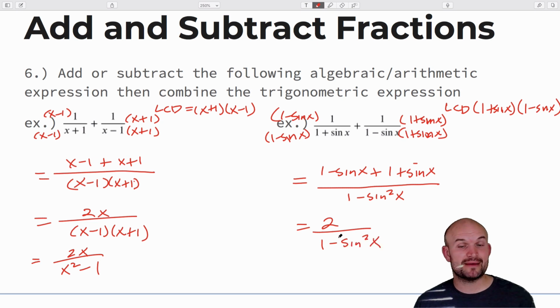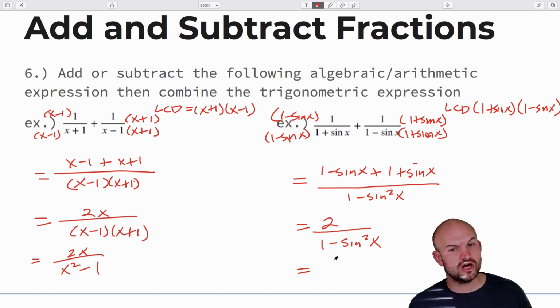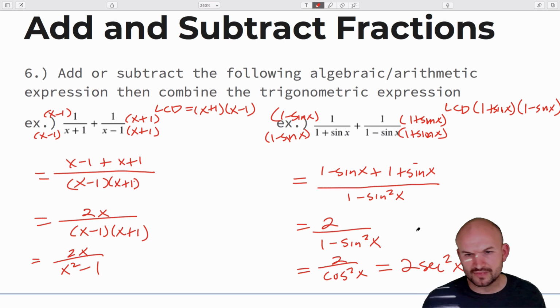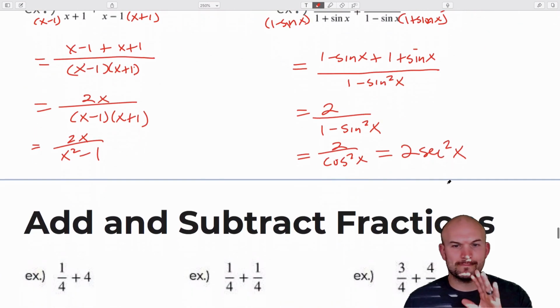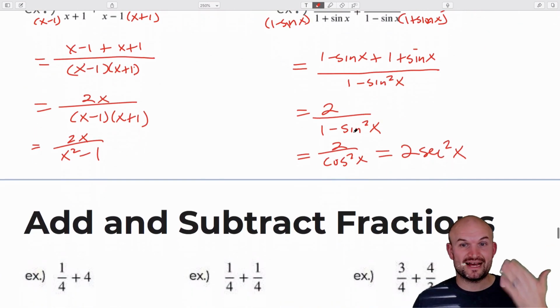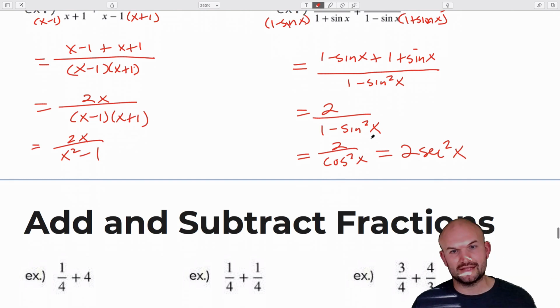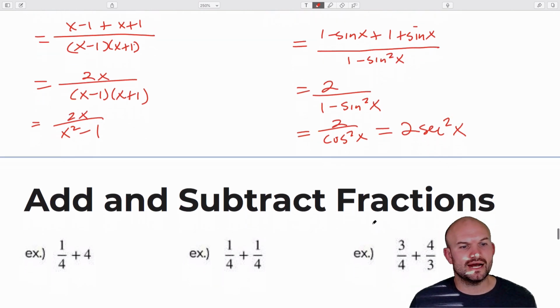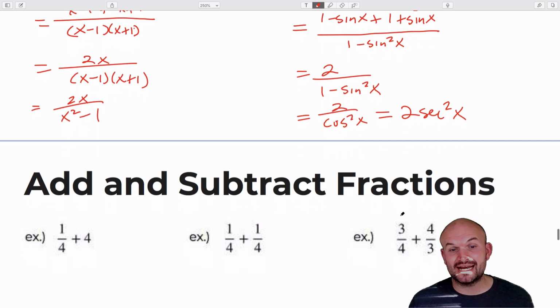Now again, using my Pythagorean identities here, I recognize 1 minus sine squared of x is equal to cosine squared. And 2 over cosine squared can be written as secant squared. So this could be 2 secant squared of x. So you can see how you can play around with this. You can keep on simplifying a little bit further, a little bit further down. All right, so now let's get into adding and subtracting some numbers.